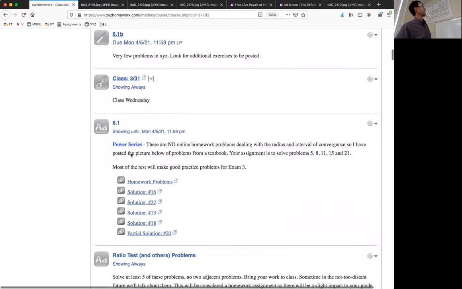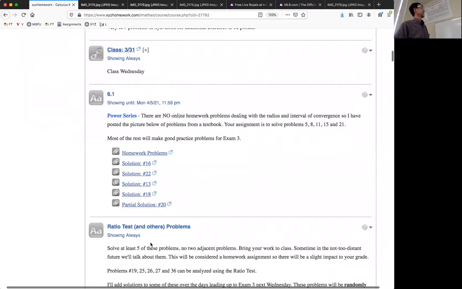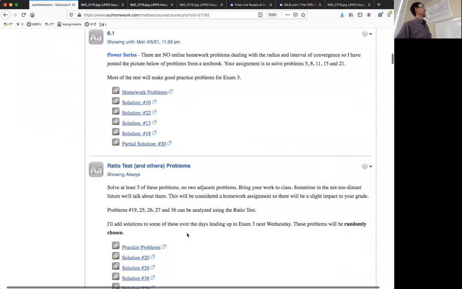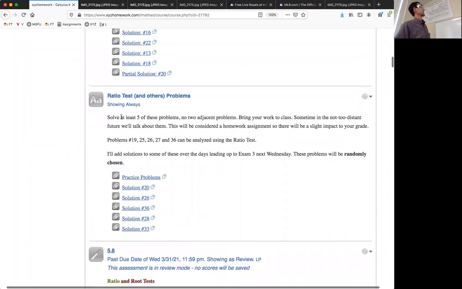And then here we have power series. There's a whole slew of problems in this file, and then I posted 4 solutions and 1 partial solution. I'd be more than happy to post the solution to any problem if you think it would help you. Just let me know. I like solving problems. And then we have the ratio test.